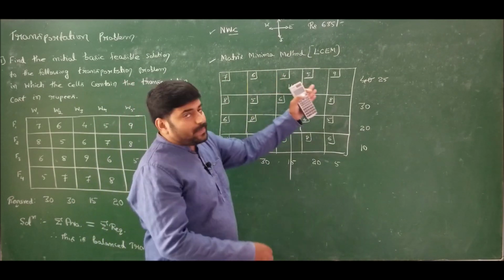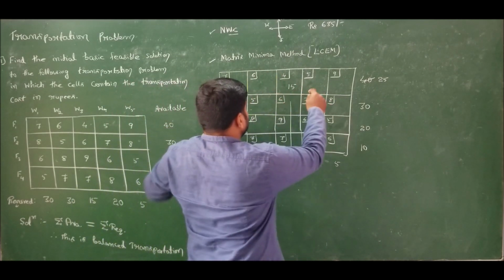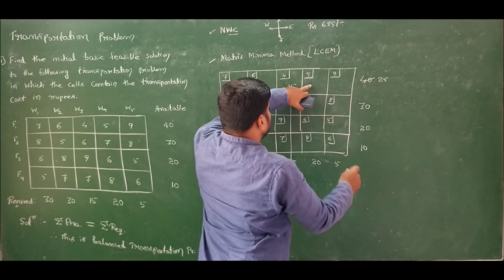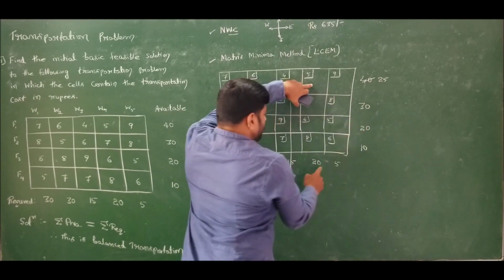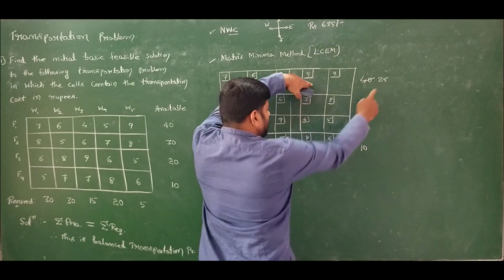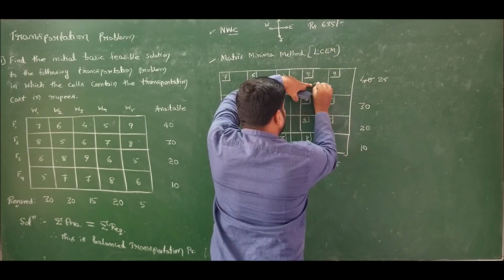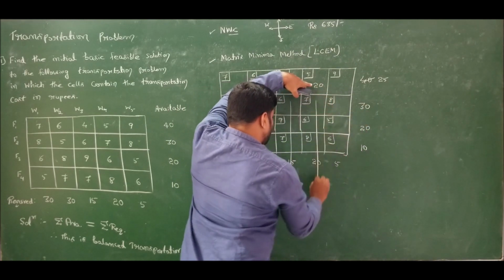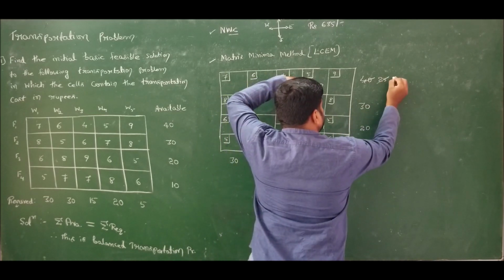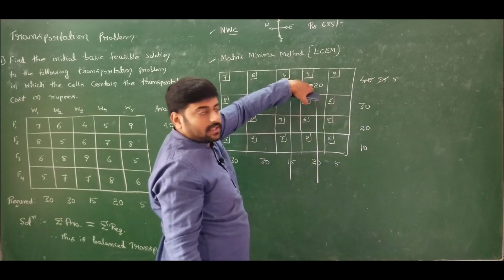So I'll use row preference. I'll go with the first row. So 5 I have here. So minimum of 25 and 20 is 20. I'll allocate 20 here. So no allocation is possible further. So I'll make it as 5 is the remaining thing.